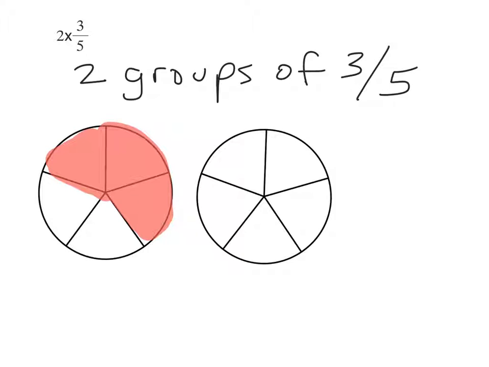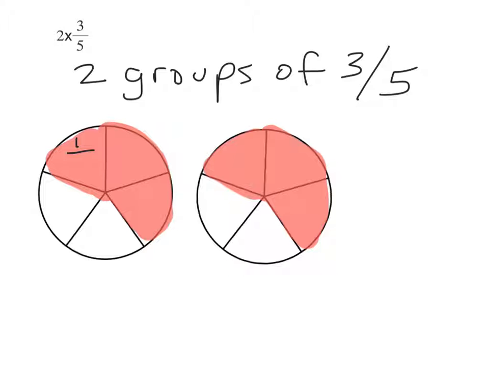All right, here we go. Let's get another group of 3/5. So here's 1/5, 2/5, 3/5. Now I have 2 groups of 3/5. So how much is that altogether?